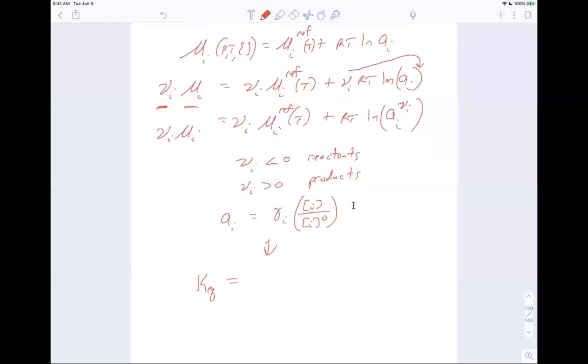What you have is the activity coefficient of species A raised to the stoichiometric coefficient of A, gamma B to the stoichiometric coefficient of B, gamma C to C, and gamma D to D. Then we'll have all of these terms where we have the concentration of A over the concentration of A in the reference state, raised to the mu sub A. And the same thing for B, the same thing for C, and the same thing for D.